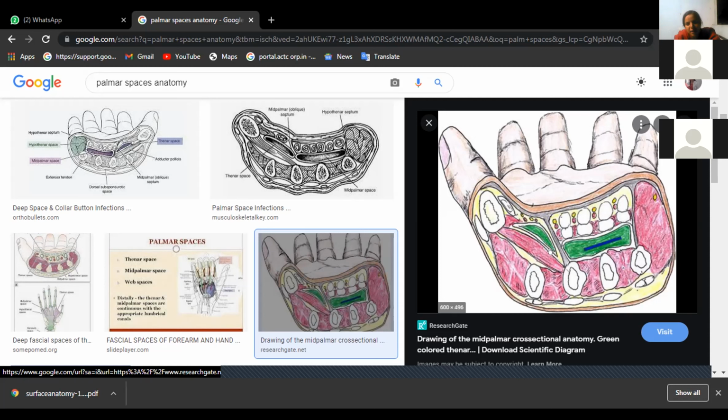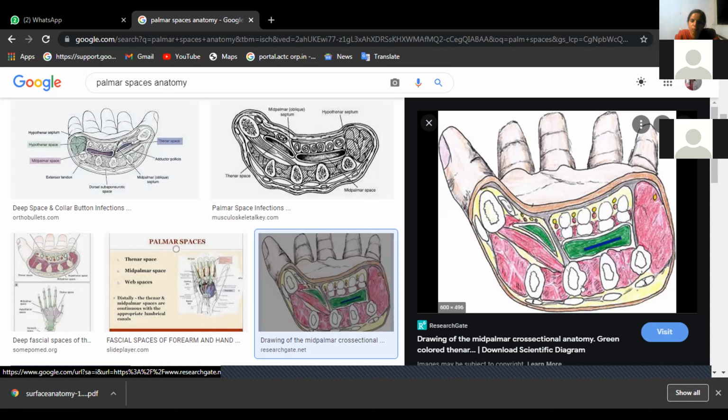Okay. And deeper inside, this green area is an empty space. This is towards the little finger, hence you call it the mid palmar space. There is one more green empty area which is towards the thumb, which you call the thenar space. Now these are the metacarpal bones, what we studied yesterday.